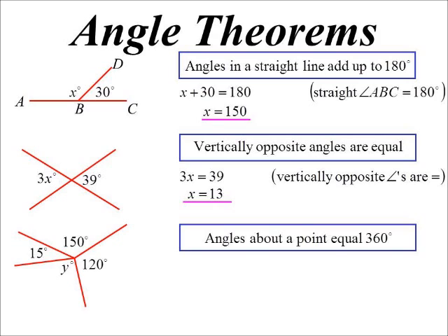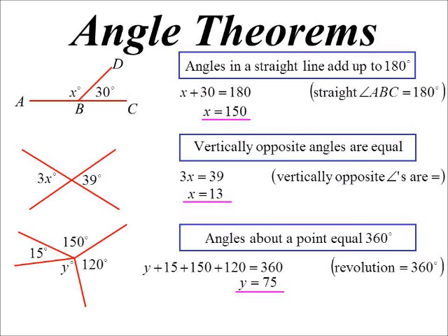So I get that sort of question, and I want to work out what y is. Well, they all add up to 360. But similar to what I did with the straight angle, I say this is a revolution angle, and a revolution adds up to 360. Y is 75.